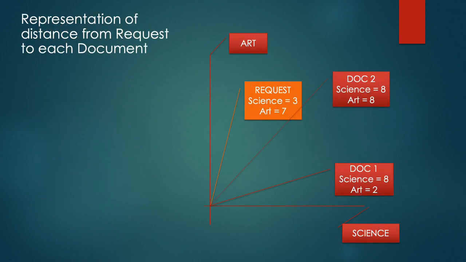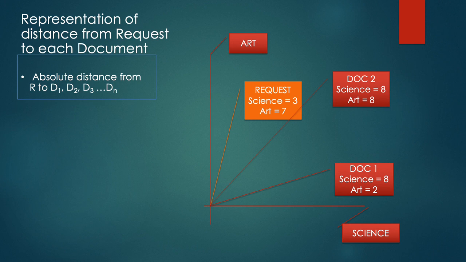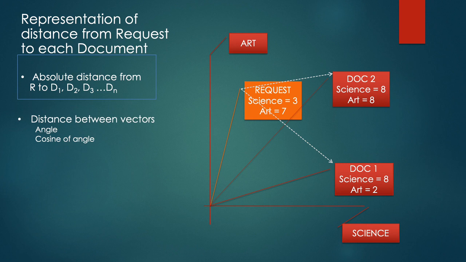So, a bit of review. We looked at the representation of distance of a request from each of the documents. We had art and science, two vectors, possibilities, 2 axes, 2 dimensions, and we calculated the absolute distance from the request to document 1, document 2, document 3, document however many. And we spoke of measuring distance between vectors, measuring the angle.